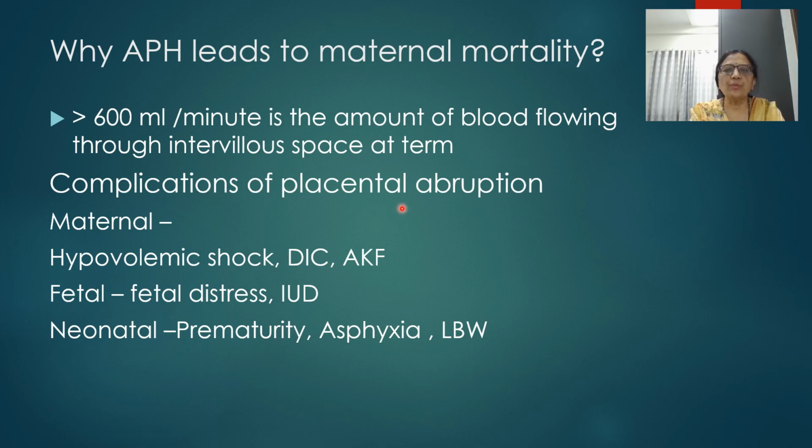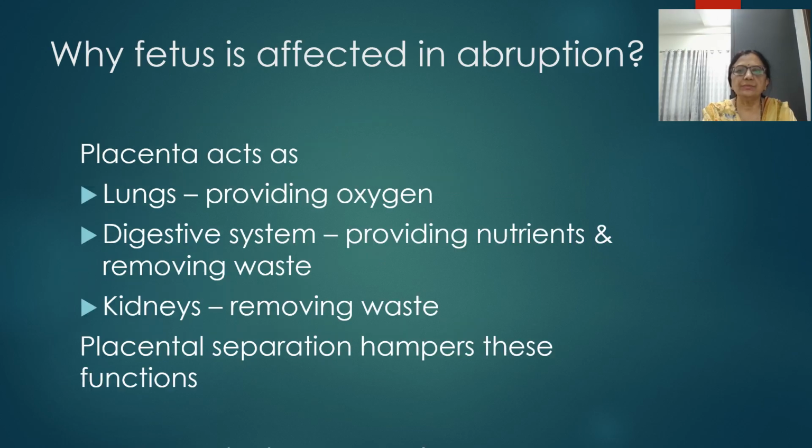What are the complications of placental abruption? Maternal complications are mainly hypovolemic shock, DIC, and acute kidney failure. Fetal complications are fetal distress and intrauterine death, and neonatal complications are prematurity, asphyxia, and low birth weight babies.